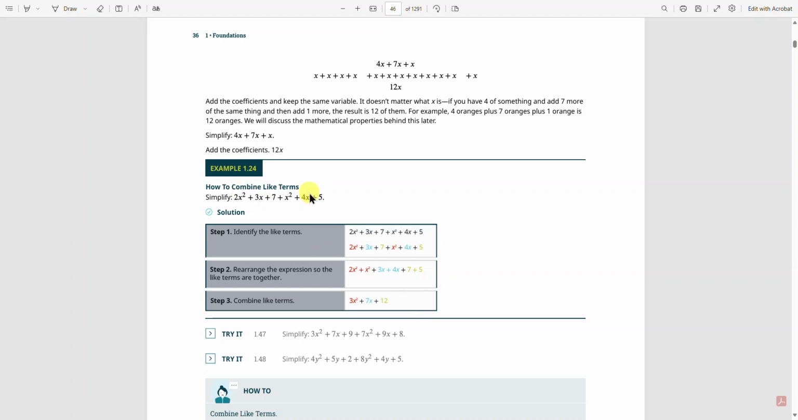So to combine the like terms, we combine 2x squared plus x squared, and we'd get 3x squared. And then we would combine plus 3x and plus 4x to get plus 7x. And then we'd combine plus 7 and plus 5 to get plus 12. And that would be the solution to this problem. We've simplified this complicated, messy expression by combining like terms and producing a much simpler expression.